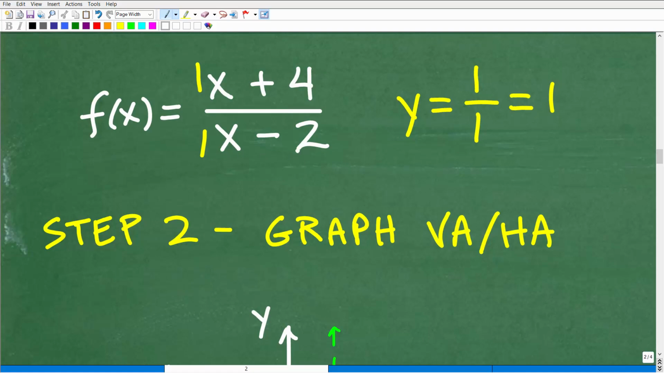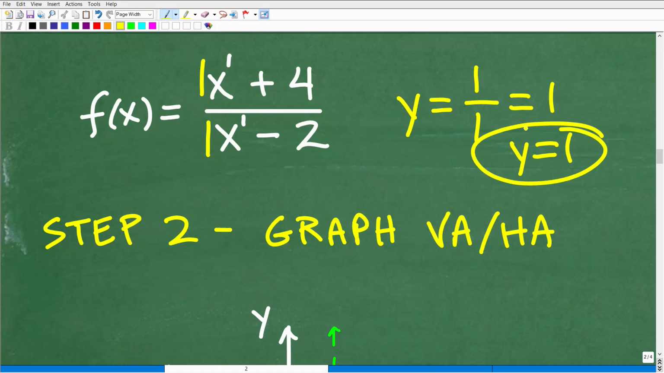So now looking at this problem, what do we have going on here? Well, this is a situation where both the numerator and denominator polynomials are at the same power, same degree. So what we're going to do is construct a fraction with the leading coefficients. There's a 1 here and a 1 here. So this is going to be y equals 1 over 1, or 1. So y equals 1 is the horizontal asymptote.